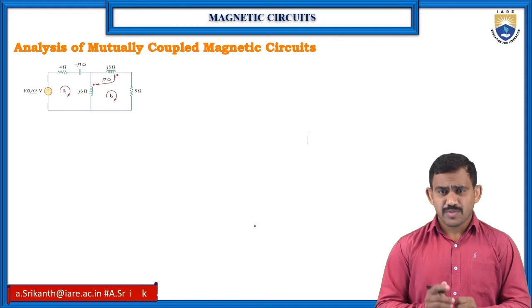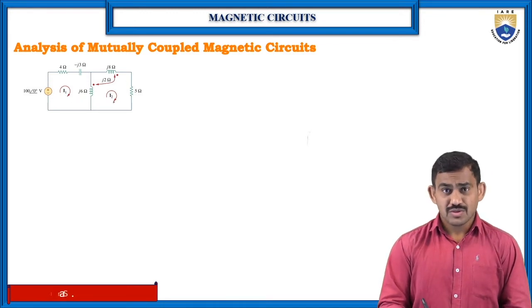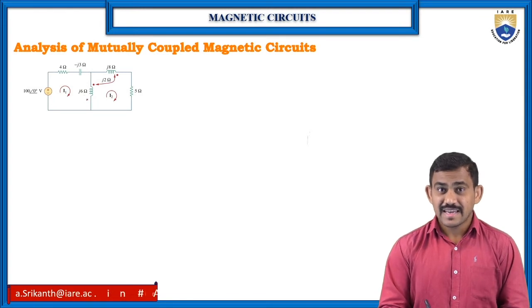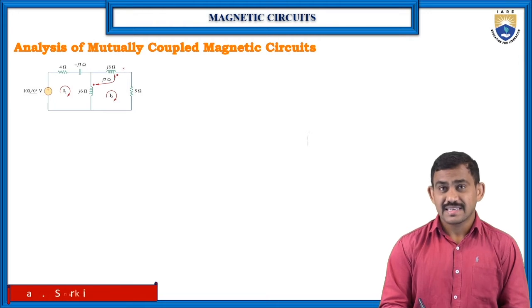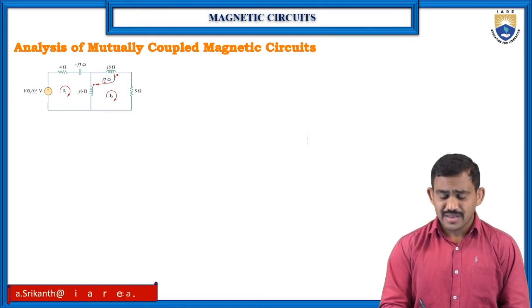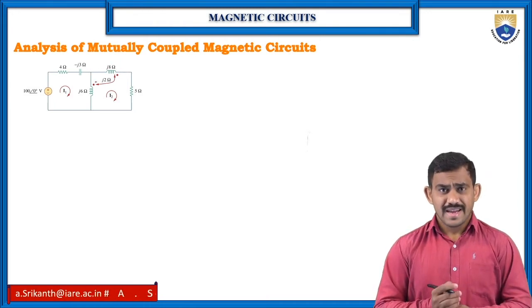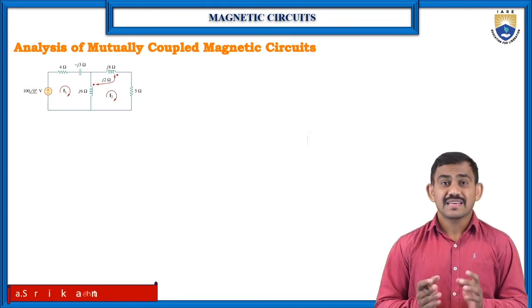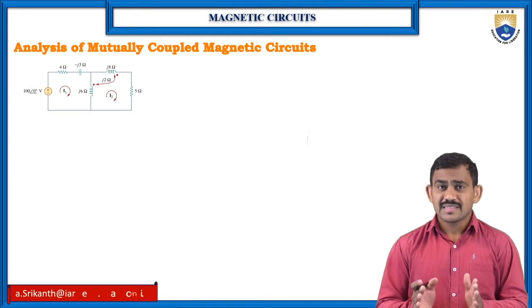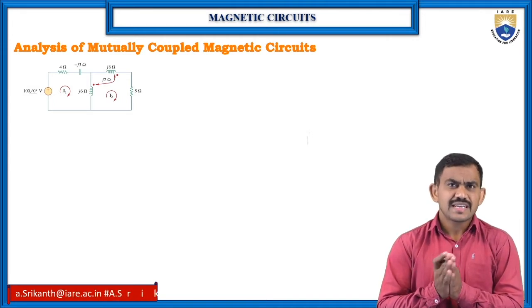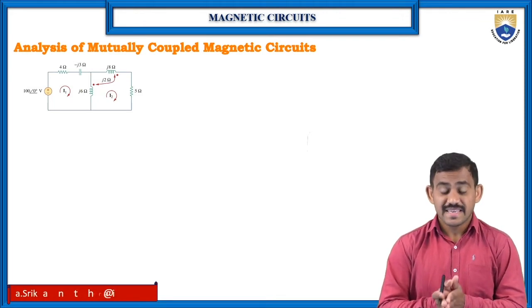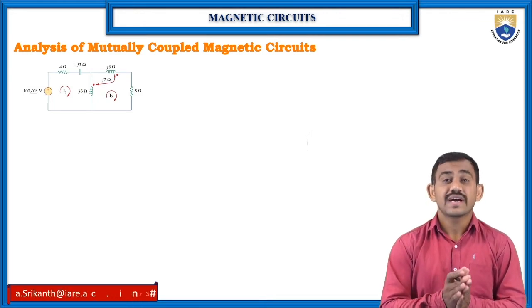Now in this problem, we have two loops, loop 1 as well as loop 2, and the 6J is coupled with another inductor, that is 8J, with some mutual value 2J. And for 6J, we have two currents. In my previous video, I gave a different value, where the inductance did not have two currents. But here 6J has two currents.